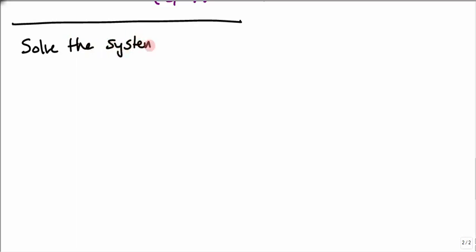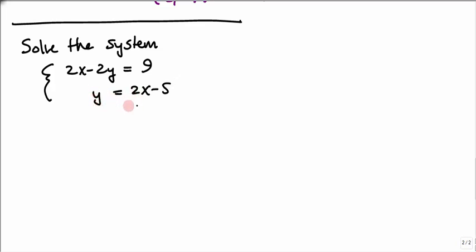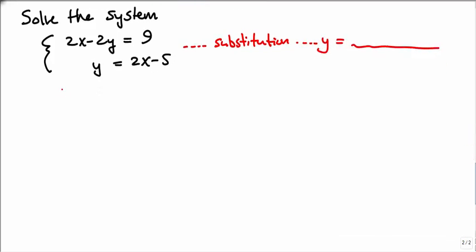The system I want to solve is 2x - 2y = 9, and then y = 2x - 5. Now a couple things here. This one is really nicely set up for substitution because I have a y equals. That means I can plug this into this one up here. It's really not set up for elimination. So this would be a really good one to use substitution with. The reason I choose that is because I already have a y equals stuff. So let's go ahead and start this one with substitution.